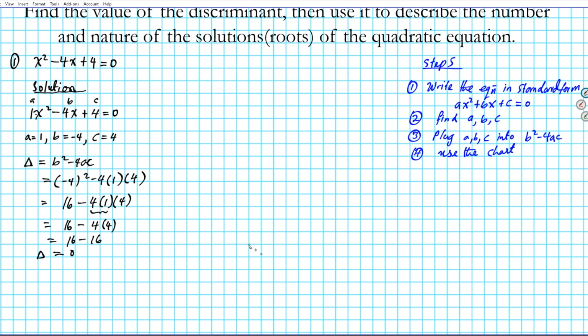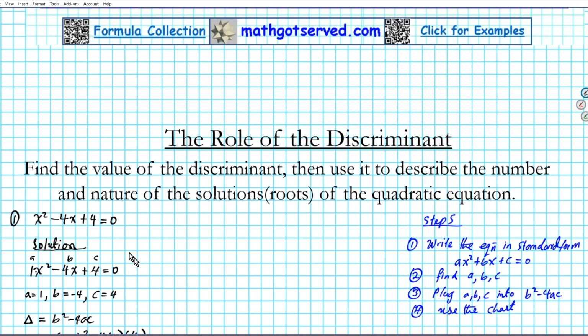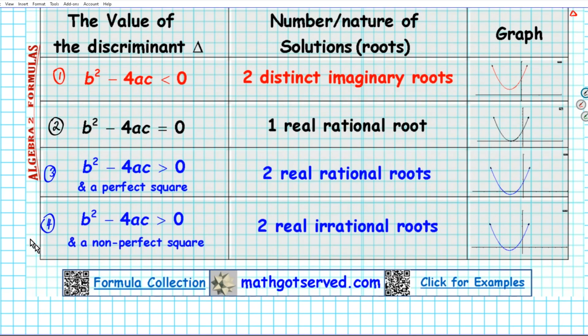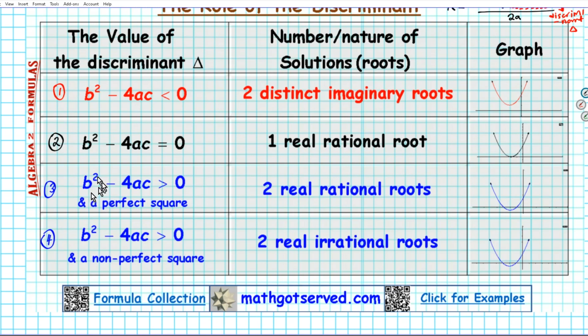All right, so now that we found the discriminant, let's describe the nature of the roots. So since the discriminant is 0, what do we have? So let's go back to the chart. All right, we have 4 cases, 1, 2, 3, 4. All right, so you can see that we're dealing with case 2, b squared minus 4ac equals 0.